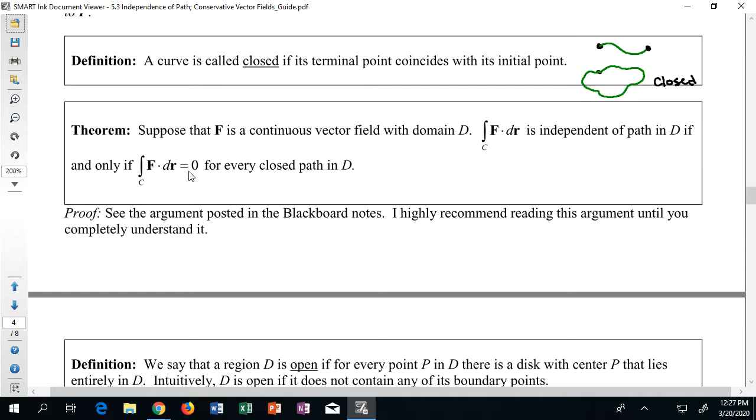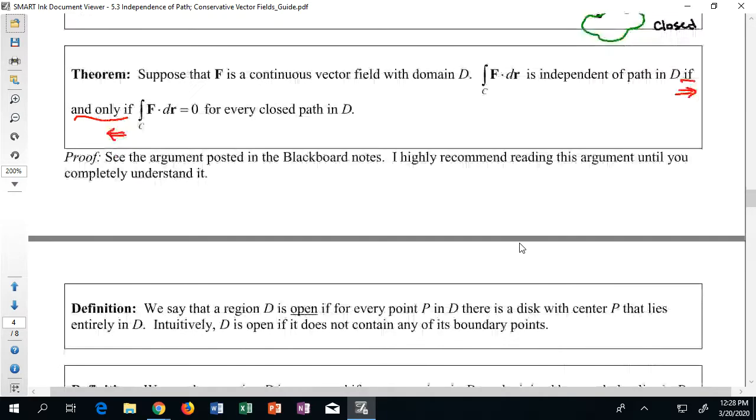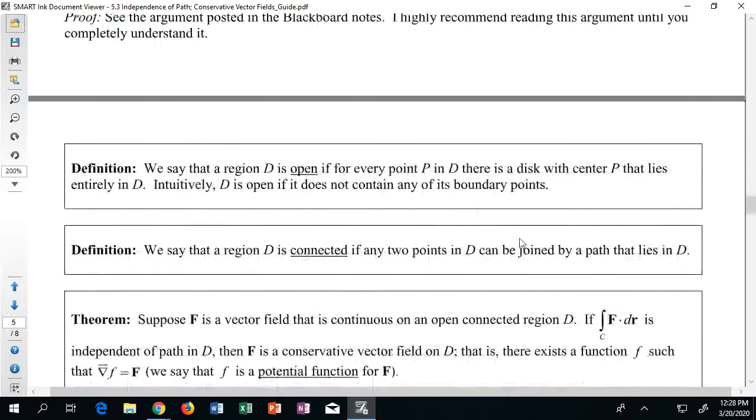The idea that's really important to drive home is this if and only if. This indicates that the first part of the statement can imply the second, but that you could also perfectly fine reverse the order. You could say if every closed path in D produces a work integral resulting in 0, then you know you have independence of path. So this is a really powerful idea. We're going to see several more ideas before we move into some examples, so hang on for a little bit. We're going to take a look at some more definitions on the next page.